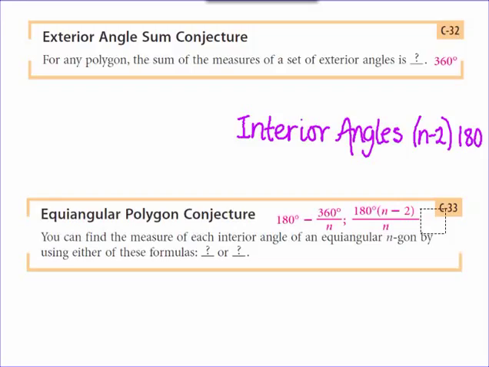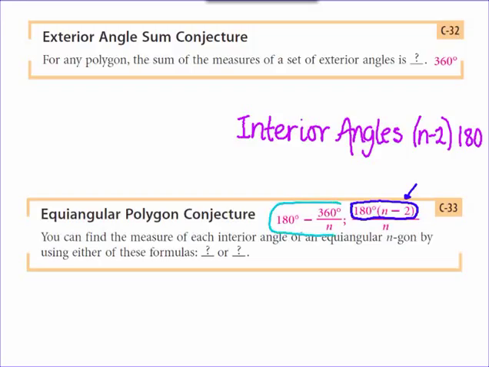And that second formula is actually what we used on Friday's homework. Remember, this is the sum of the interior angles right here, and then you divided by the number of sides. So this one is a formula that you've already used. But now what we're doing is adding this formula right here.